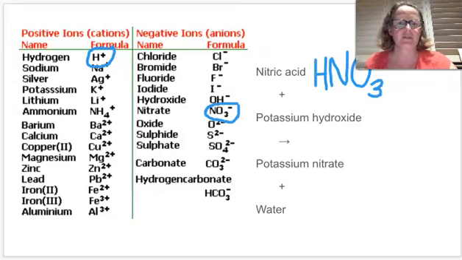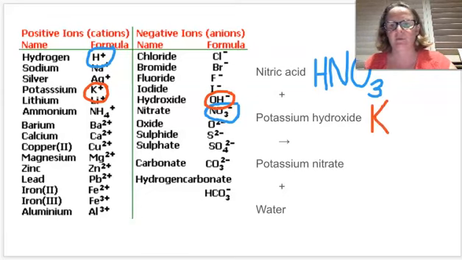Now, potassium hydroxide. Potassium is here, K+. Hydroxide we've met already, OH-, 1+, 1-, they cancel each other out. So potassium hydroxide is capital K, capital O, capital H.